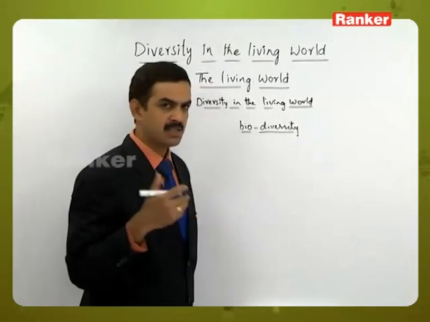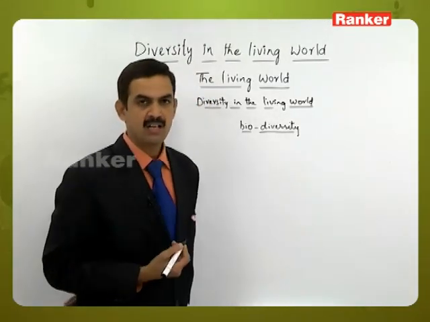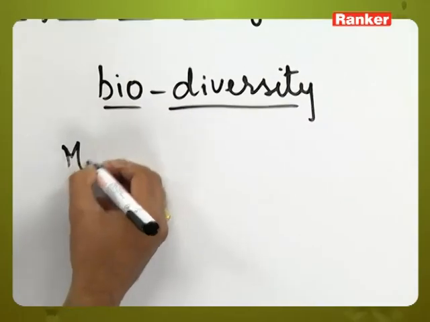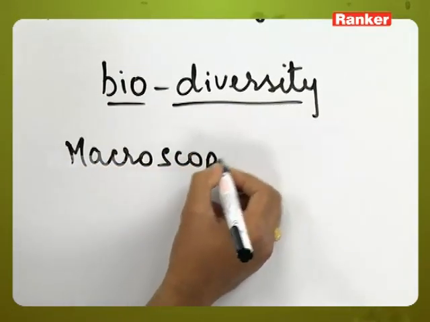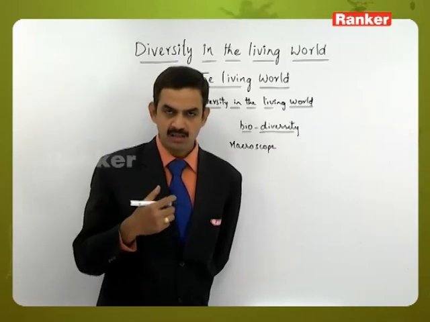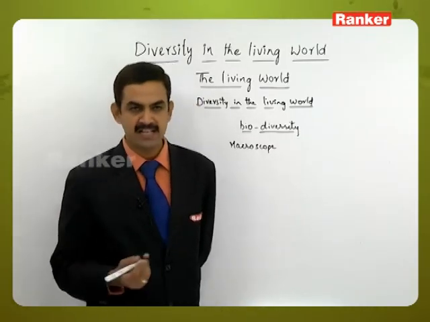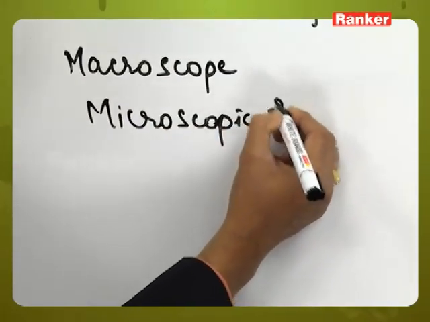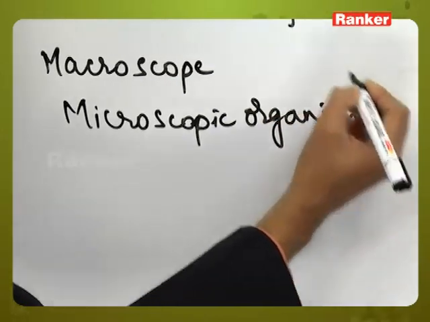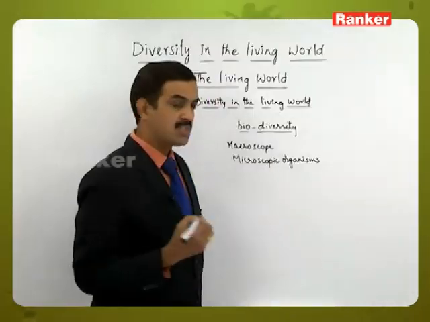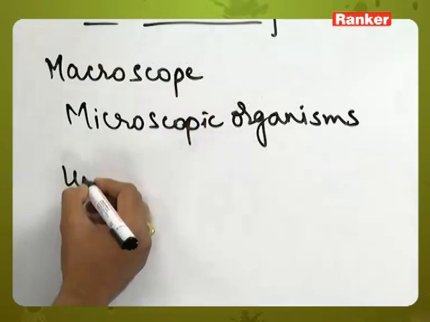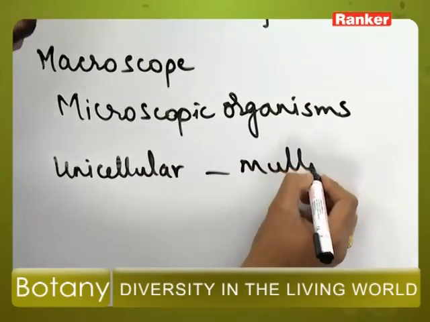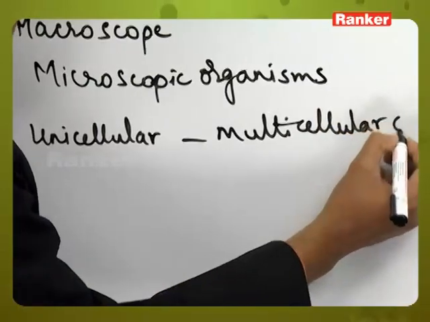Bio means living organisms, diversity means the changes or the differences that are present between the living organisms. So based on this biodiversity, every day we can see many macroscopic organisms, and there are many microscopic organisms which are present around us, but we cannot see them with our naked eyes. That is, we can also expect to have the microscopic organisms along with the macroscopic organisms. In the same way, there is a lot of variation that can be observed between unicellular and multicellular organisms.